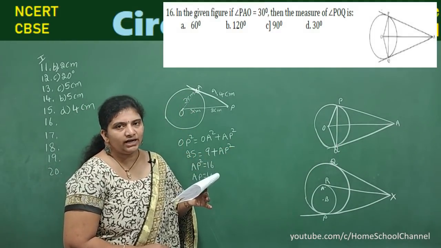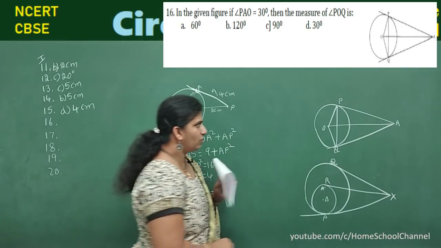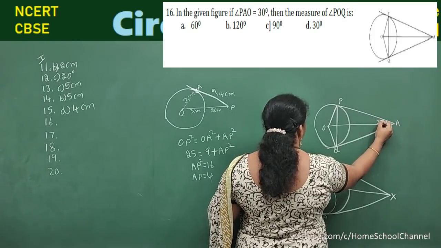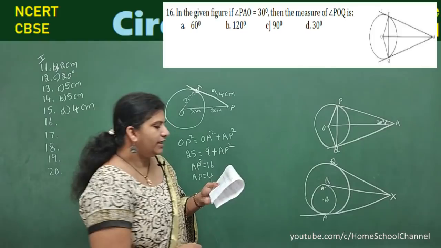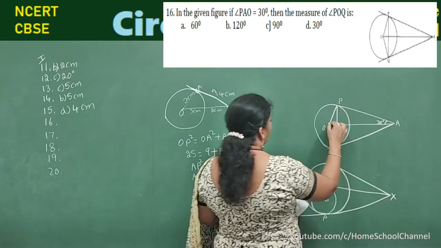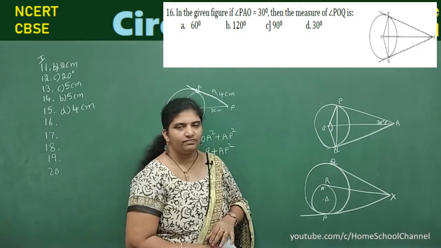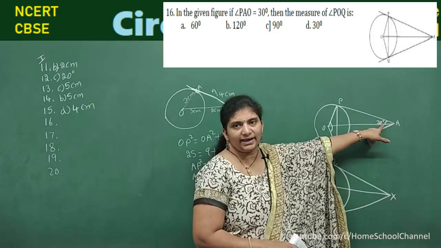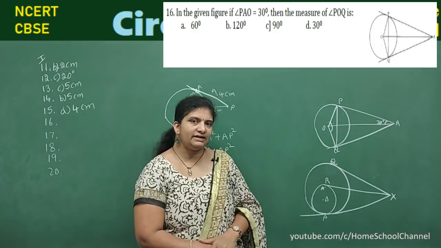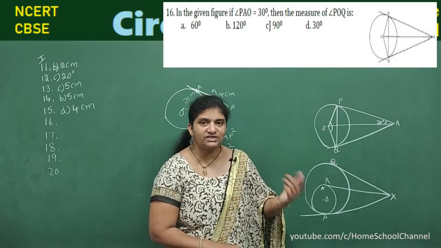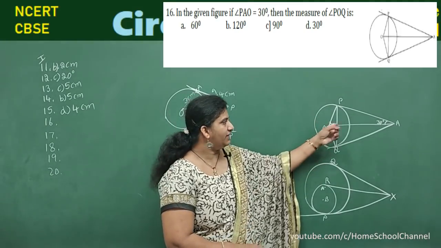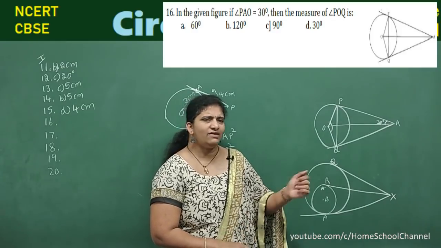Angle PAO is equal to 30 degree. Where is angle PAO? Yes, PAO. This angle is 30 degree. Then the measure of POQ is, POQ means I need this angle. They have given angle PAO and we need to find angle POQ. By theorem, I can say that tangents drawn from an external point, their lengths will be equal and subtend equal angles at the center. That means this angle equals this angle. Anyway, we can prove this.